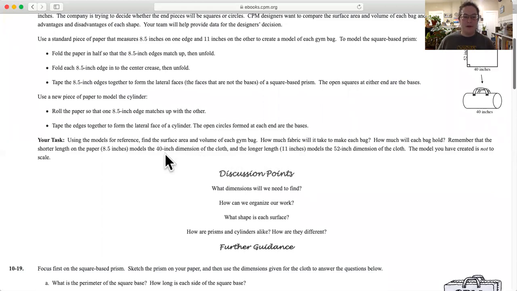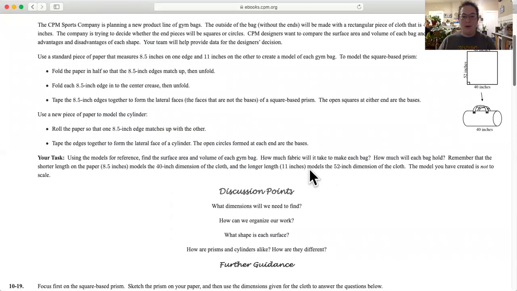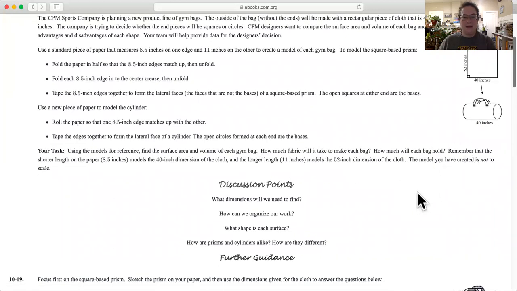Using the models for a reference, find the surface area and volume of each gym bag. Remember that the measurements are here. Your papers are a different size from the measurements, and you're trying to figure out how much fabric it will take to make the bag and how much each bag will hold. The shorter length is 40 inches, the longer length is 52. The model you've created is not to scale.